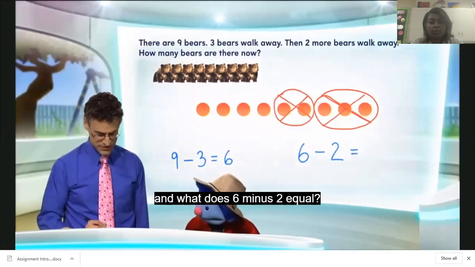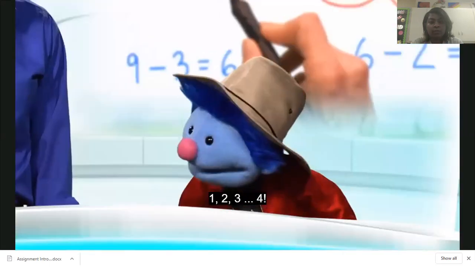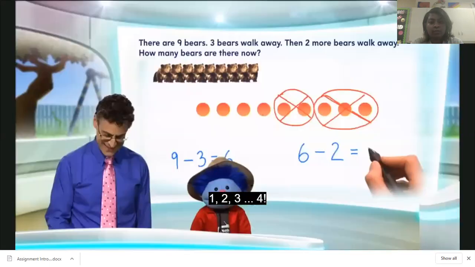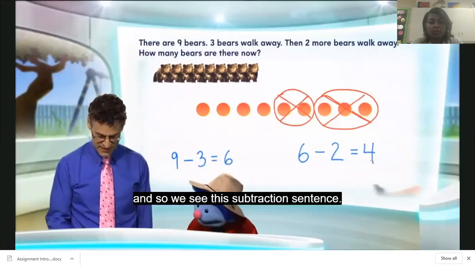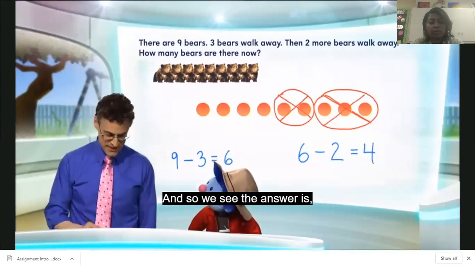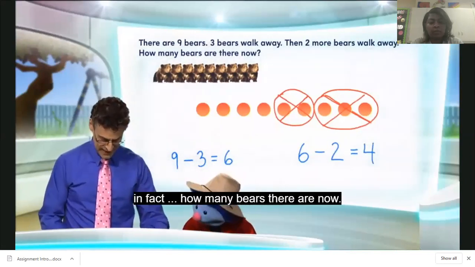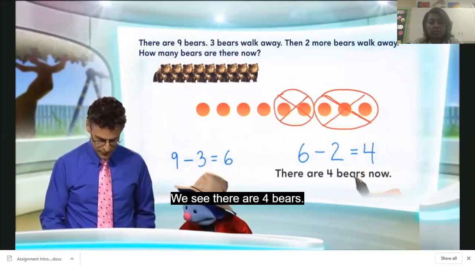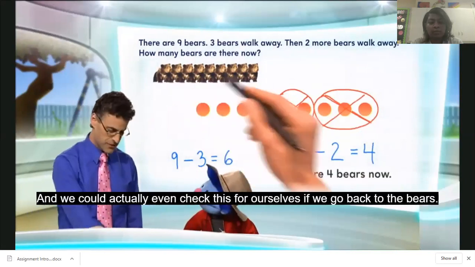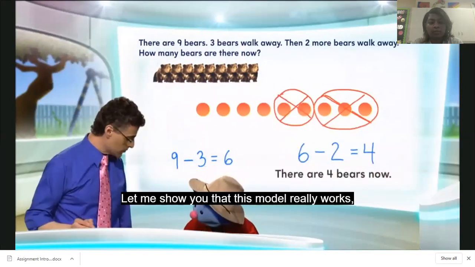And what does 6 minus 2 equal? 1, 2, 4. Exactly. It equals 4. And so we see this subtraction sentence. And so we see the answer is, in fact, how many bears are there now? We see there are 4 bears. And we could actually even check this for ourselves if we go back to the bears. Let me show you that this model really works.